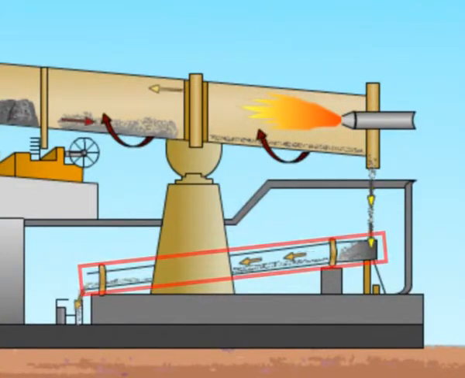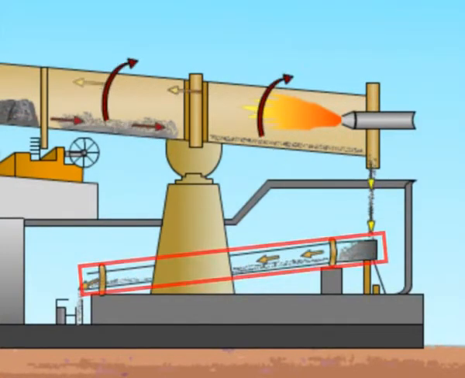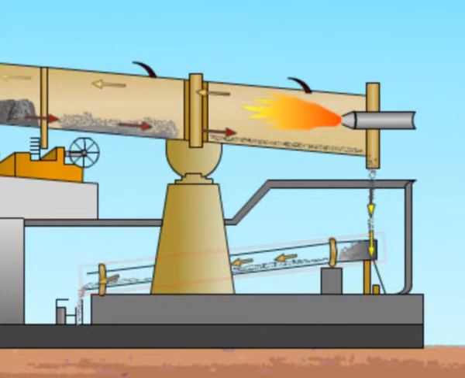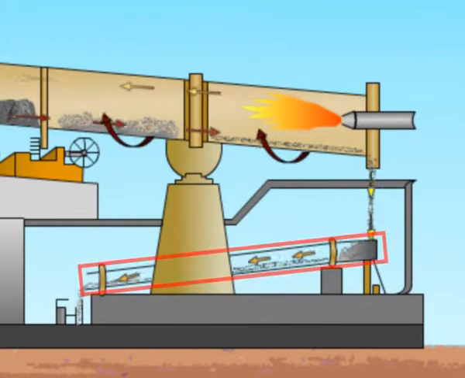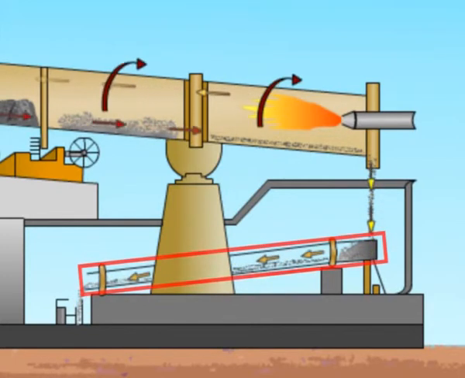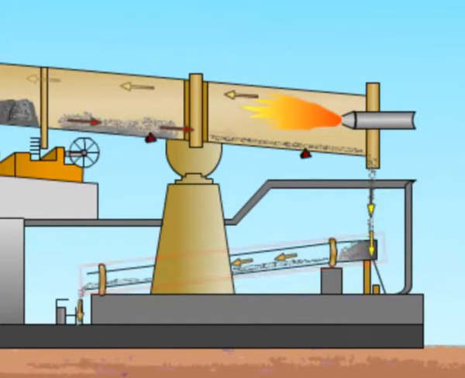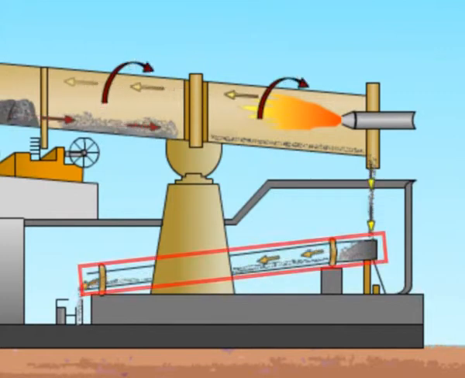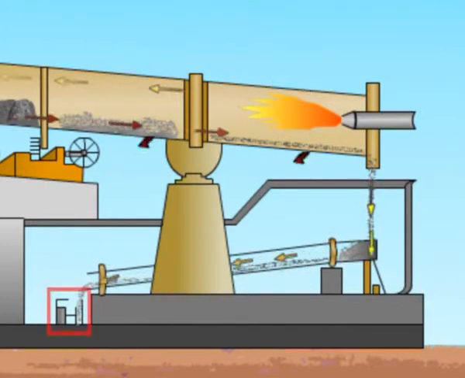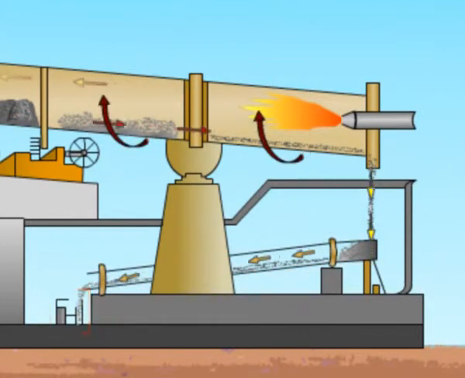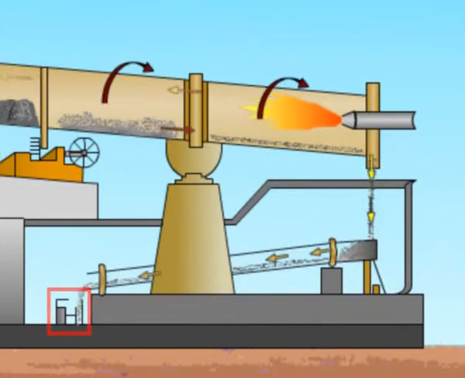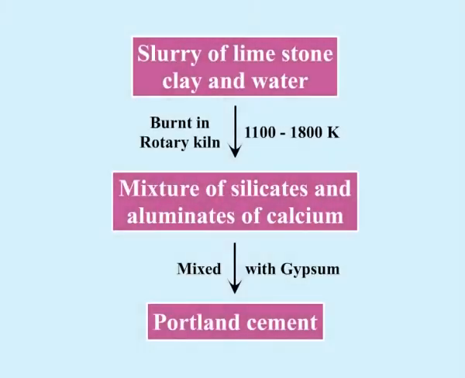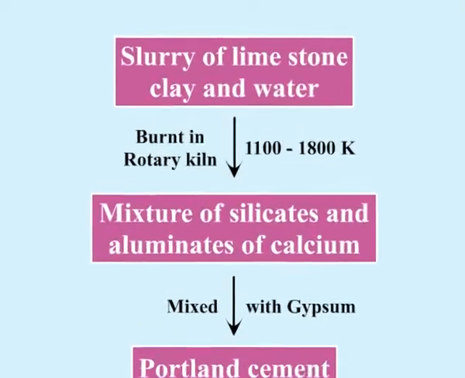The resulting mass is very hard and has a grey look. It is called clinker. The clinker is cooled and is mixed with 2 to 3% by mass of gypsum. It is finely powdered and the mass obtained is known as Portland cement. The entire process may be represented with the flow diagram shown on the screen.